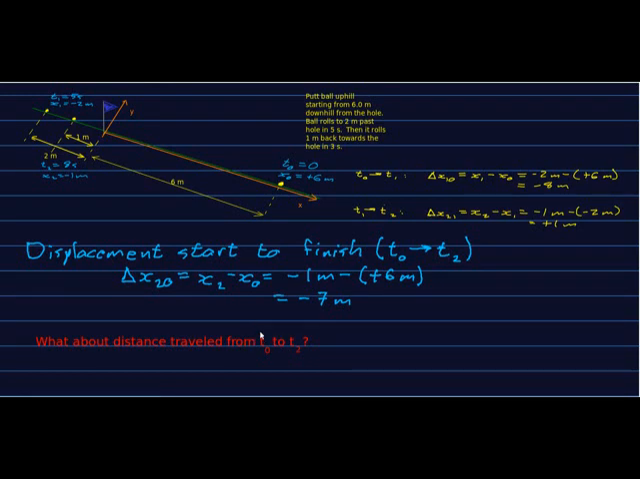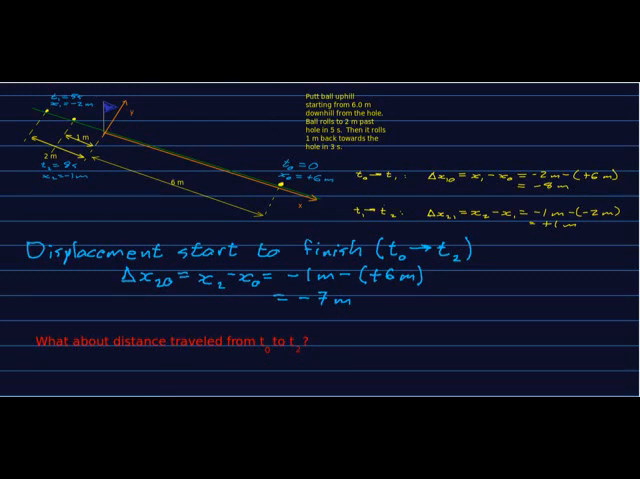Just want to close off by illustrating the difference, a big difference, between displacement and distance. So here's everything we've done previously, and there are those two displacements from 0 to 1 and from 1 to 2, and I've added in the displacement all the way from start to finish, from t equals 0 to t2, 8 seconds. And it's negative 7 meters. Overall, the ball has wound up 7 meters up the hill from where it started.